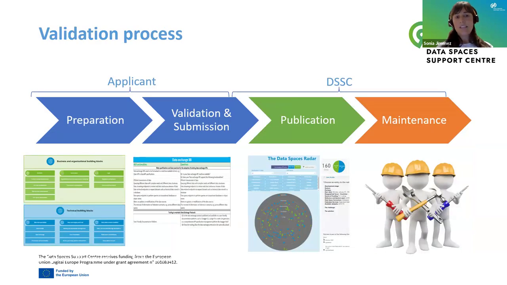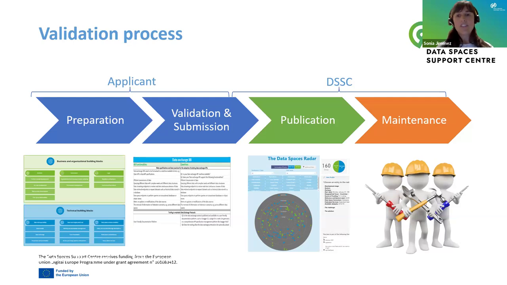Here you have an overview of the validation process. For the applicant, the way to prepare is to check the blueprint and its specifications, and see if the implementation is meeting the requirements of the specifications. If this is the case, they can apply for this validation. If they fill out this self-assessment and everything is right, and we check and they are compliant, their implementation will be published, as Michiel explained, in this kind of format using the radar.